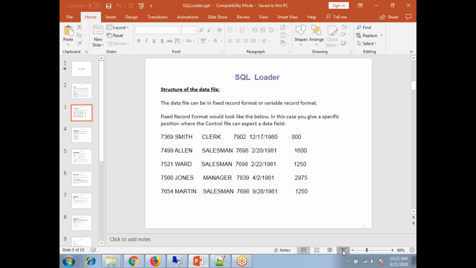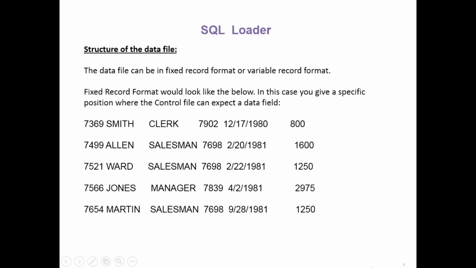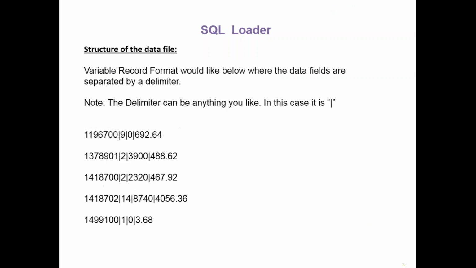We can just go through the slide. Structure of the data file. The data file can be fixed format or variable record format. Fixed format will look like the below, where you give a specific position for each particular column. And this one is a delimiter based one. Each particular data got separated by a piping symbol here.